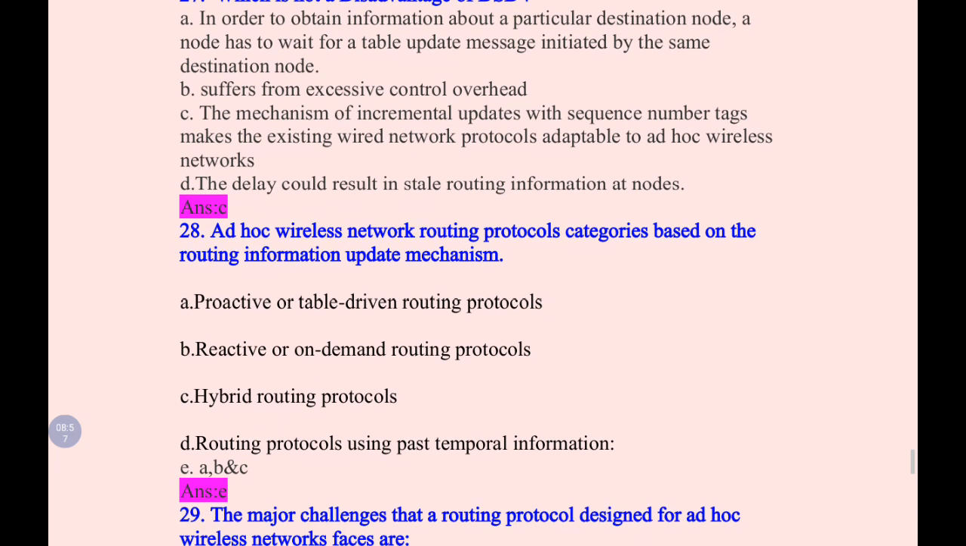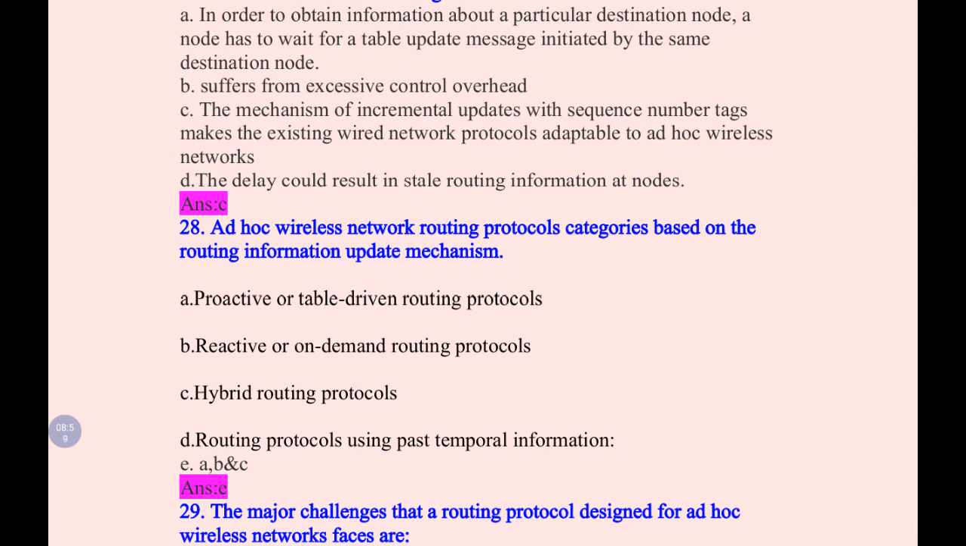And 28th question is, ad hoc wireless network routing protocol categories based on the routing information update mechanism. So we know this is a very important category of routing protocols, that is by which mechanism the routing protocols are classified. So choices are, first one the proactive type, second one reactive type, and third one hybrid type, and fourth one routing protocol using past temporal information. So actually for your information I have given all these classes. So the answer is all A, B, C.